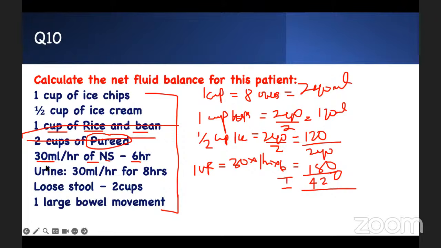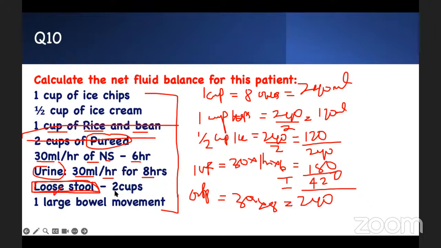What is the output? Urine, 30 ml every hour for 8 hours. So output, 30 times 8. That's what? It's 240. Then he has loose stool. Loose stool can be considered liquid. So okay, if they say loose, and you can quantify 2 cups, so 2 times what? 240. That means 480. Large bowel movement. Bowel movement is solid, so you take that one out. You can't count it. It's not a liquid.